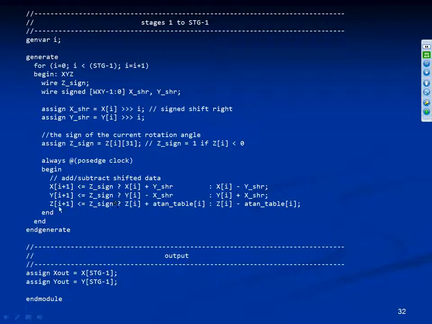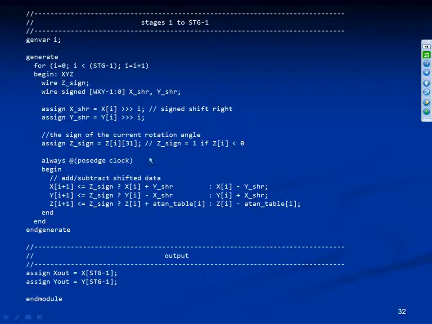Same thing for y, and a similar thing for the z. Okay, so if this is a 1, which means it's a negative angle, then if we have a negative angle from 0 to minus pi, then we want to add what's in the arctangent table. Otherwise, we subtract what's in the arctangent table.